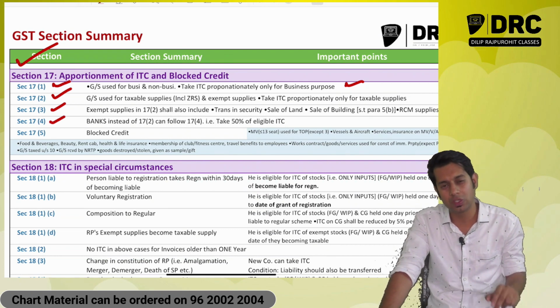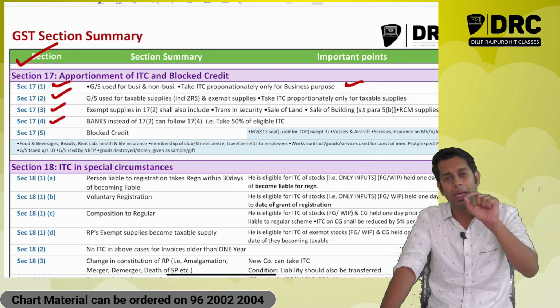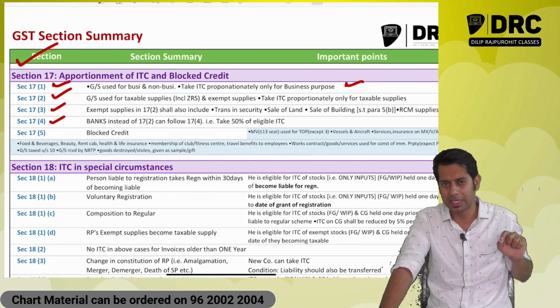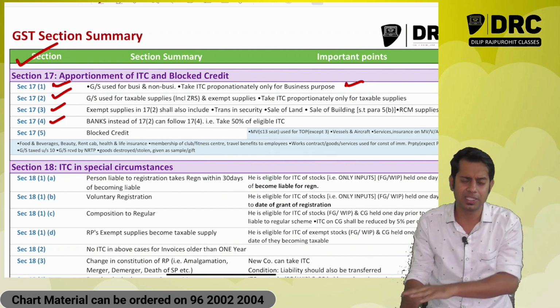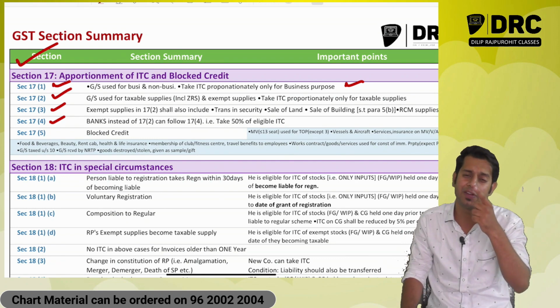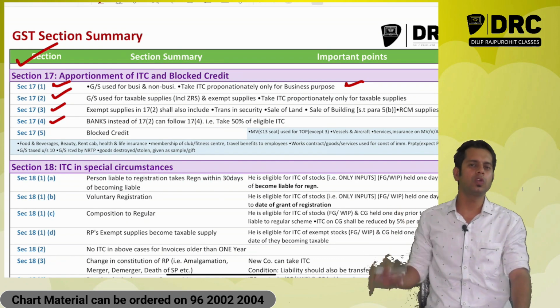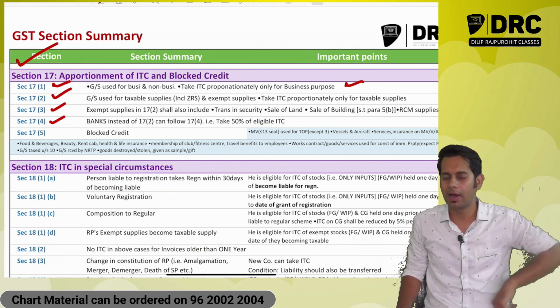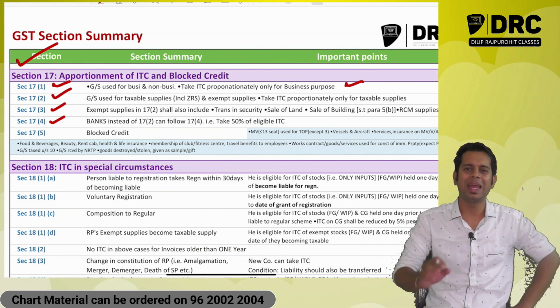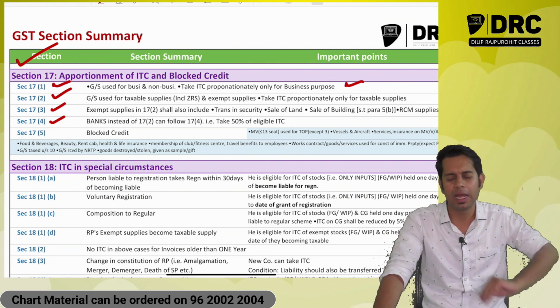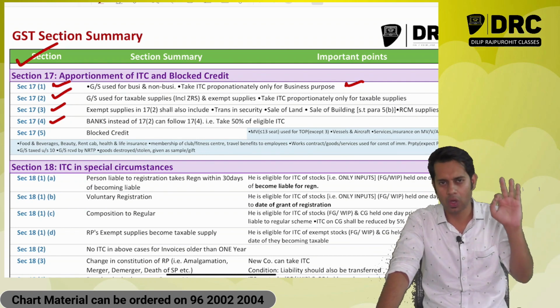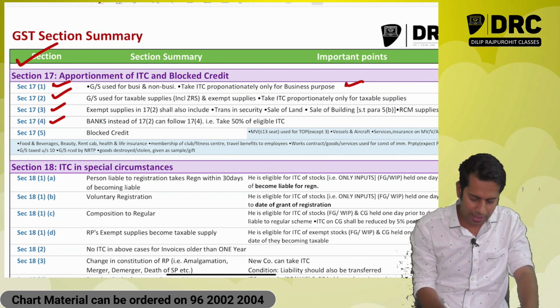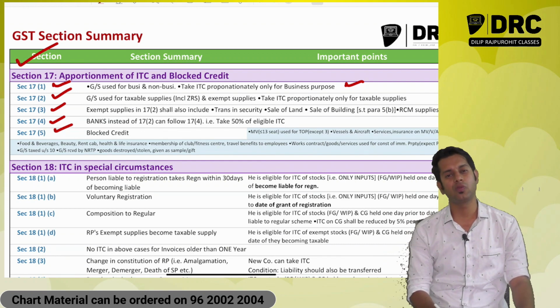Section 17 subsection 4 says banking companies, financial institutions, NBFCs, etc., instead of following section 17 subsection 2, can directly follow 17.4. What will happen in such cases? Instead of following 17.2, they can follow 17.4, wherein they can take 50% of eligible input tax credit and the other 50% shall lapse. The option exercised should be followed for the entire financial year. 17.5 talks about what? Block credit.